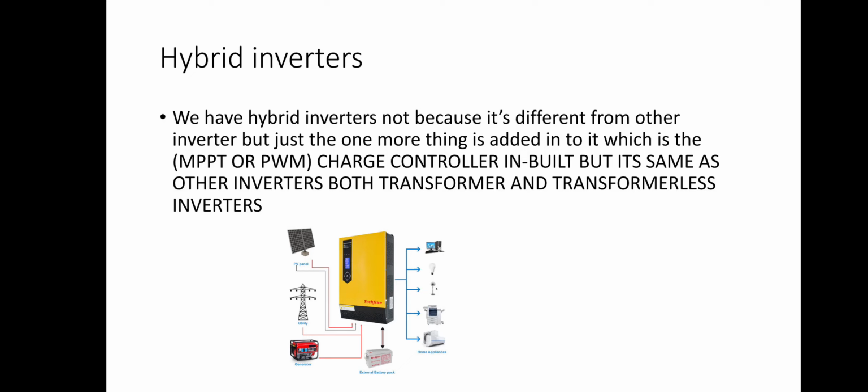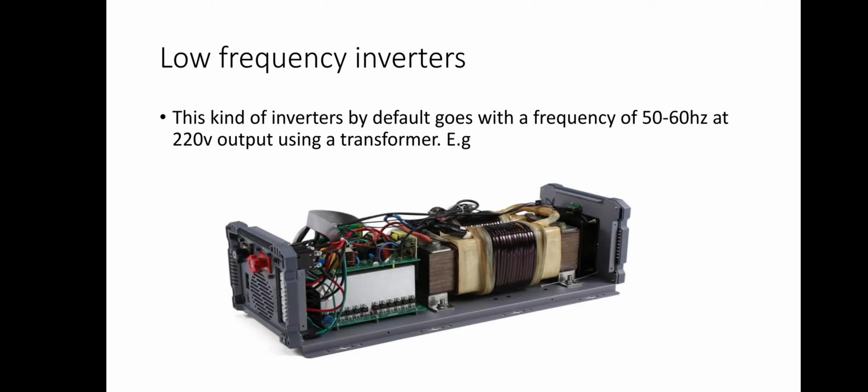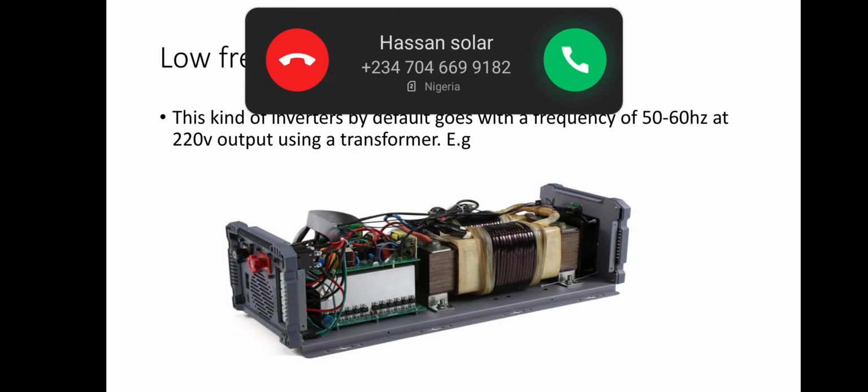Now the advantages, when I get to transformerless, I will explain the advantages and disadvantages. Now the low frequency inverters, as you can see from this image on your screen, this kind of inverter by default goes with low frequency, by default 50 or 60 Hz, as I've explained earlier, and gives out 220-volt output using a transformer.